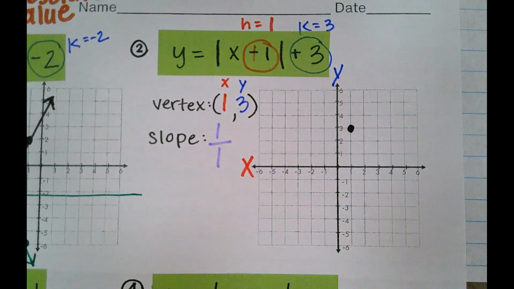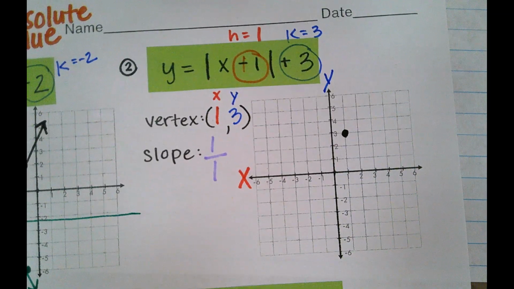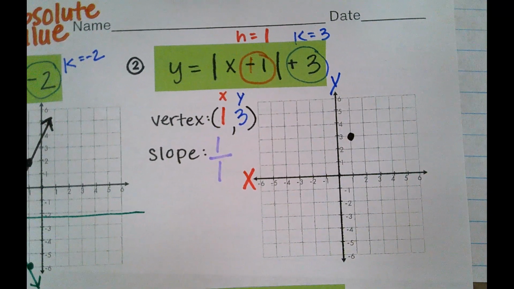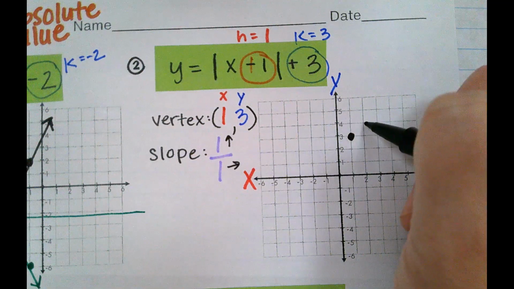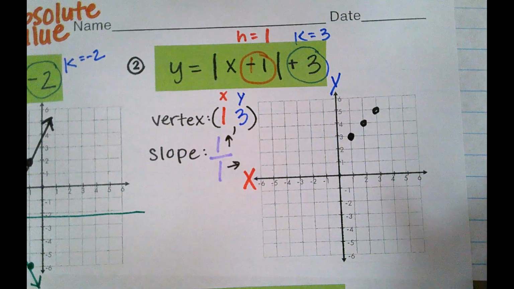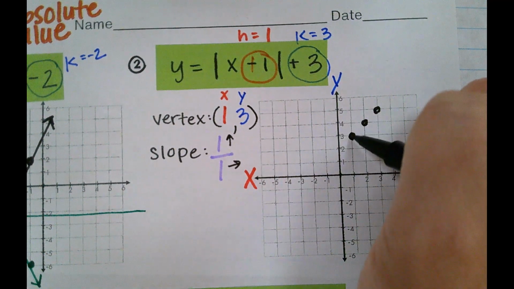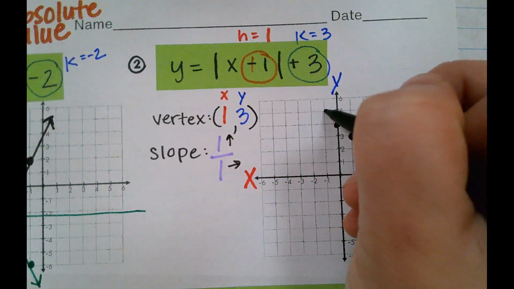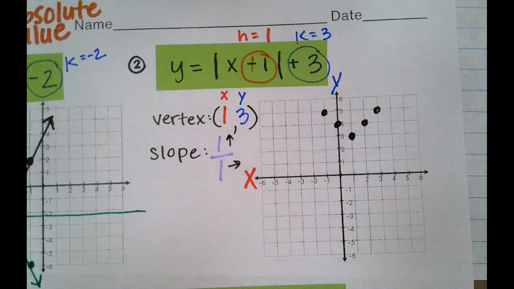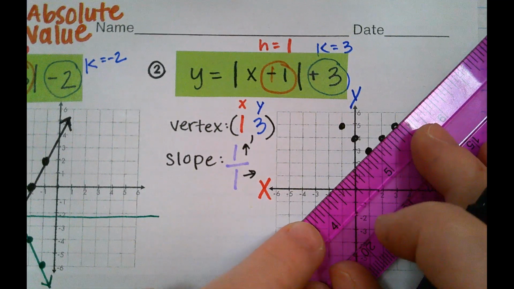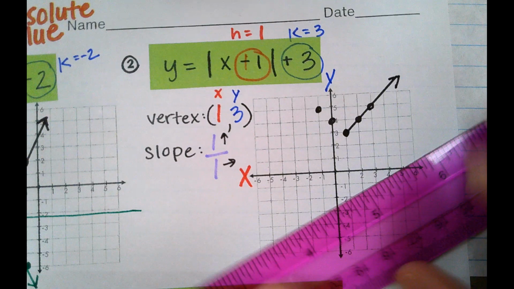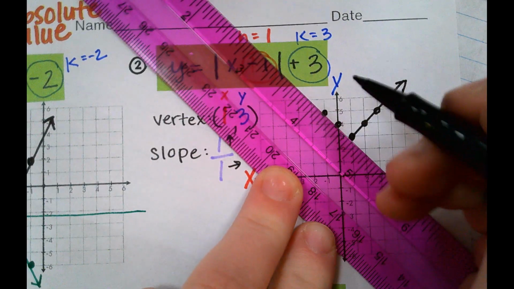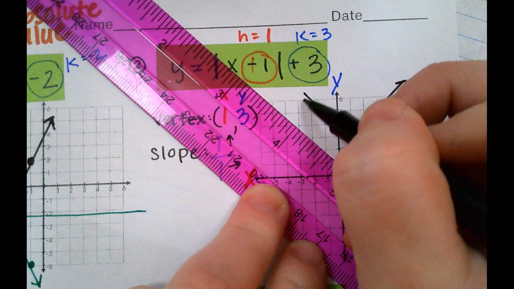There's my vertex. And this one would just go up and over 1. Slope is 1 over 1, so we go up 1 over 1, up 1 over 1. Back to vertex, other direction, up 1 over 1, up 1 over 1. Here is my graph. I just connect the dots. And we've got it.